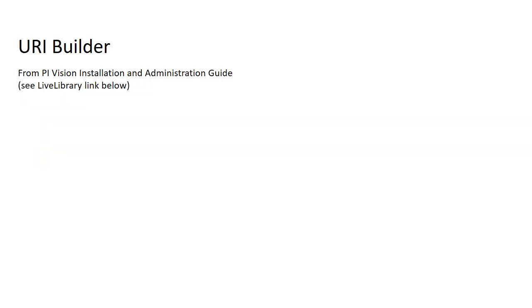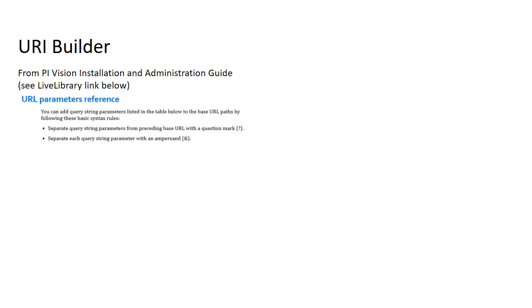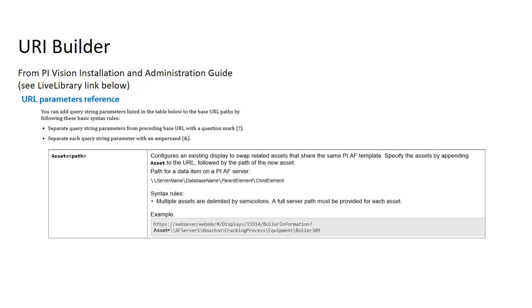Now, what we'd really like to do is to create a link that can send us directly to a specific version of that display. I'll let it be line 1, 2, or 3. And that's done with URL parameters. You add a question mark at the end of your URL to be able to add parameters to it. And then the one we're going to be using is the asset path. And that's often used when you want to switch between related assets that share the same PyAF template.